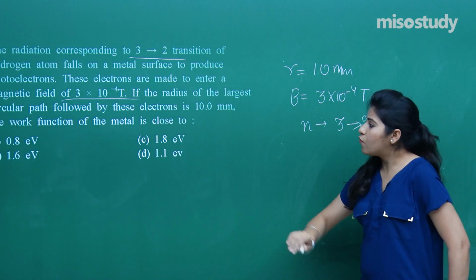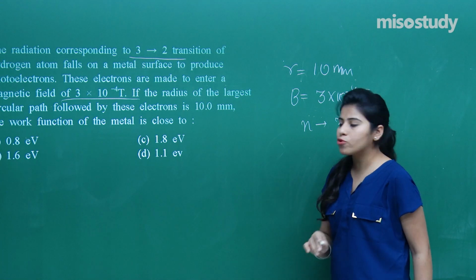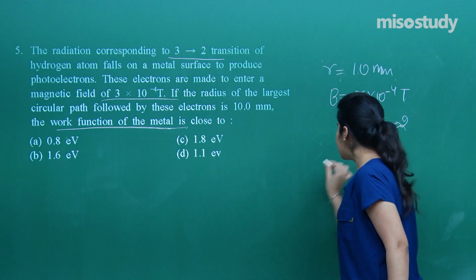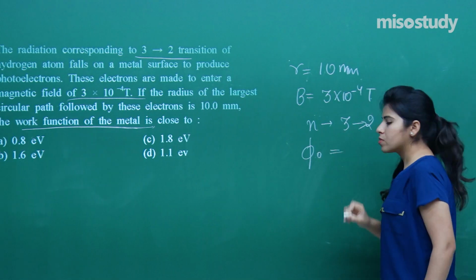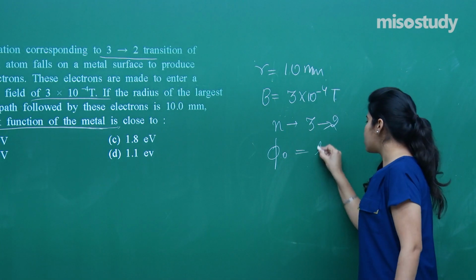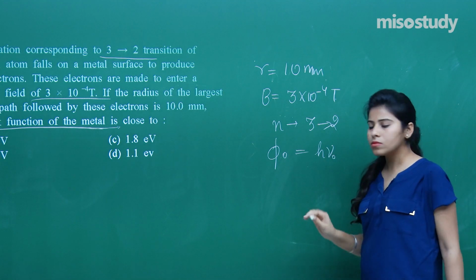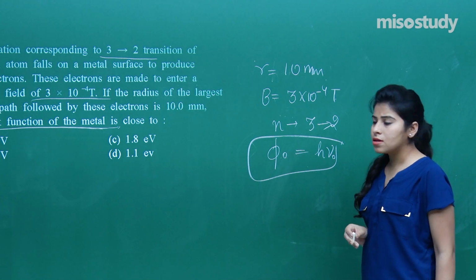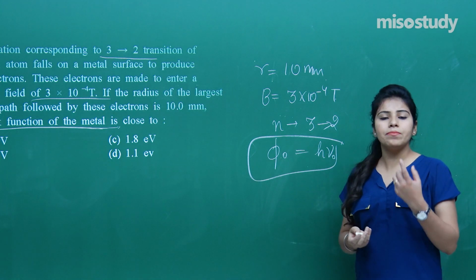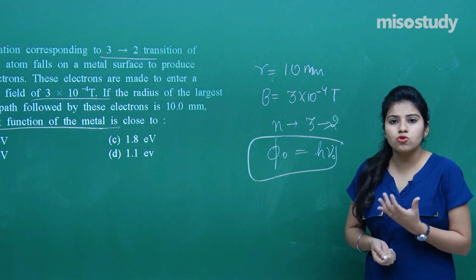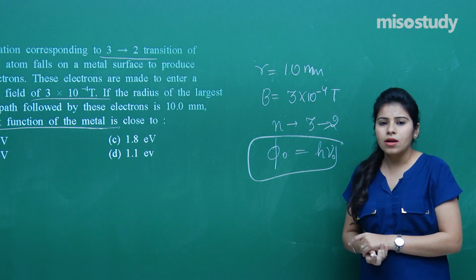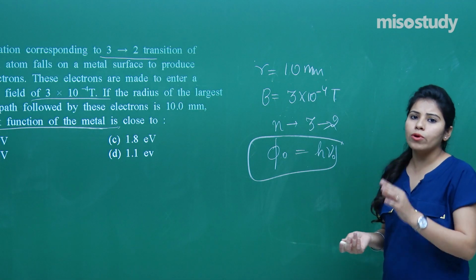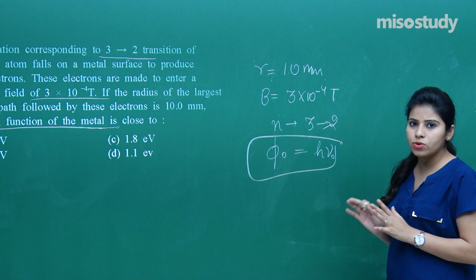Right. Now first of all, we will see what we have to find. We have to find the work function of the metal. That means we have to find phi naught, or phi naught can be written as h into nu naught. Now how can we find this? There is one method or another to proceed with the question. My method is based on one particular thing, and that is the photoelectric equation. I am going to proceed with that.